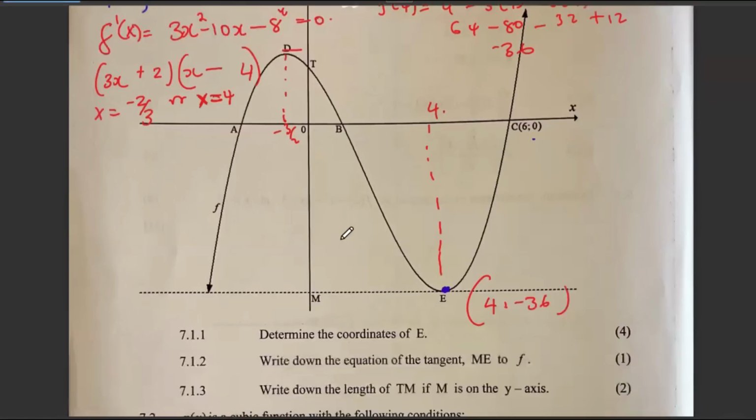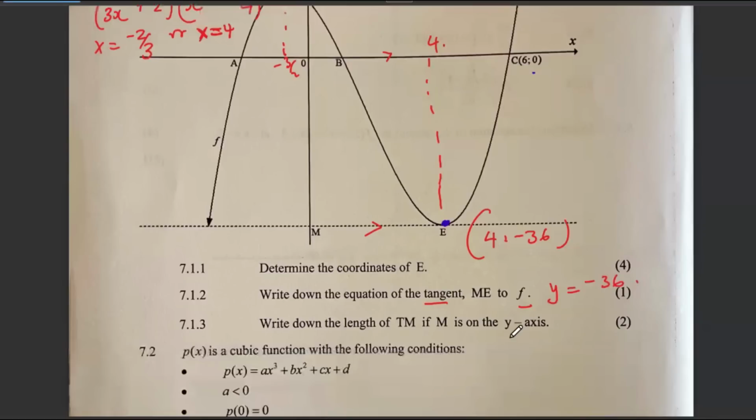Then write down the equation of the tangent at E to the graph of f. So this is a horizontal line that is parallel to the x-axis, meaning that our y should be equivalent to negative 36. It's more like an asymptote for the hyperbolas.